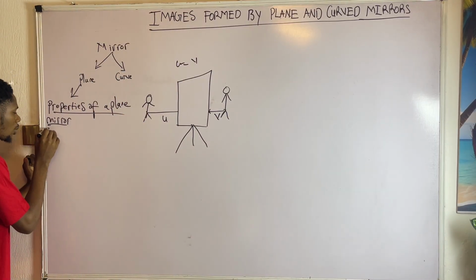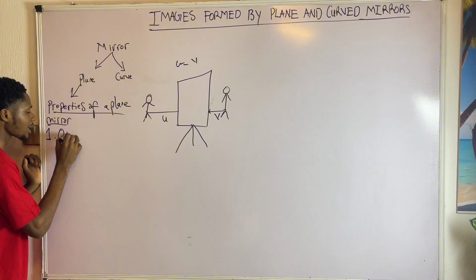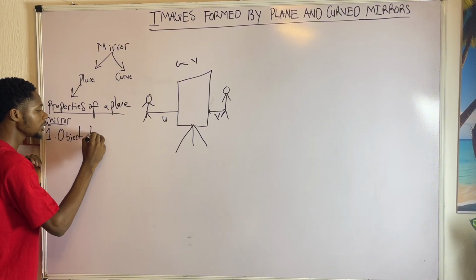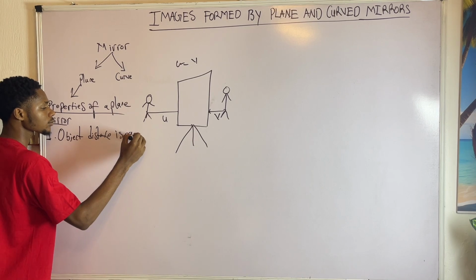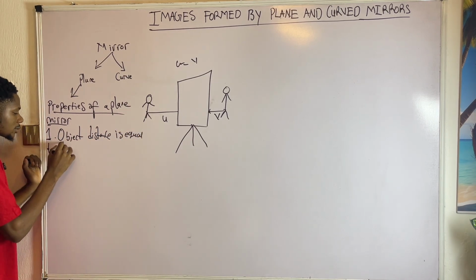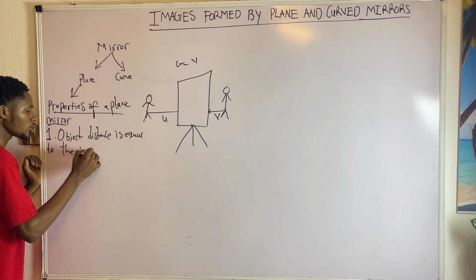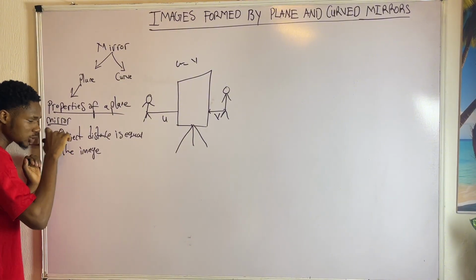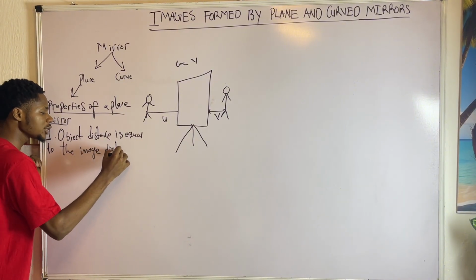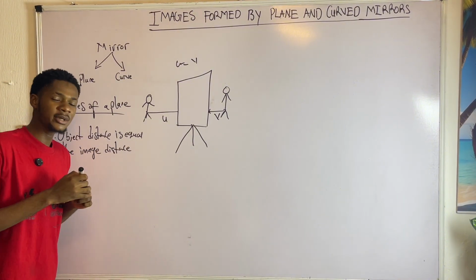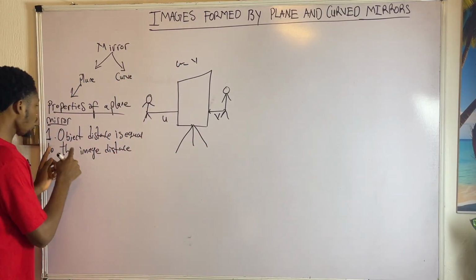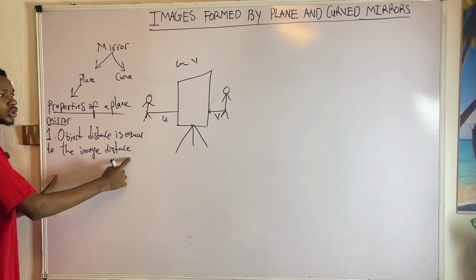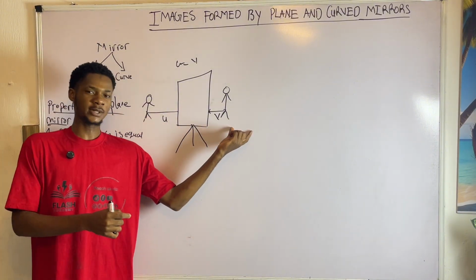Number one, the object distance is equal to the image distance. Object distance is equal to the what now? The image distance. Take note of this. Examiners are going to ask you this, especially JAMB or WAEC examination. Object distance is equal to the what now? To the image distance. You don't have to cram it, I just explained.